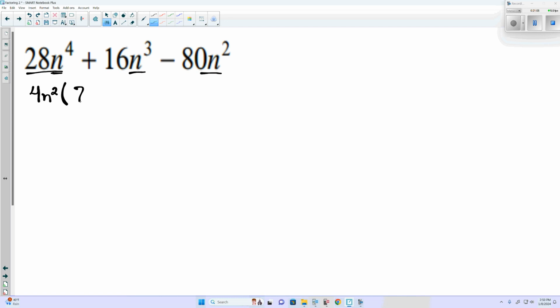Now, when we factor out a 4n squared from 28n to the fourth, well, 28 divided by 4 is 7. And when I move 2 n's from n to the fourth, we're left with n squared. Plus, our 16 divided by 4 is 4. And when we remove 2 n's from n to the third, we're left with n. Minus, our 80 divided by 4 is 20. And the n squared factors out completely.